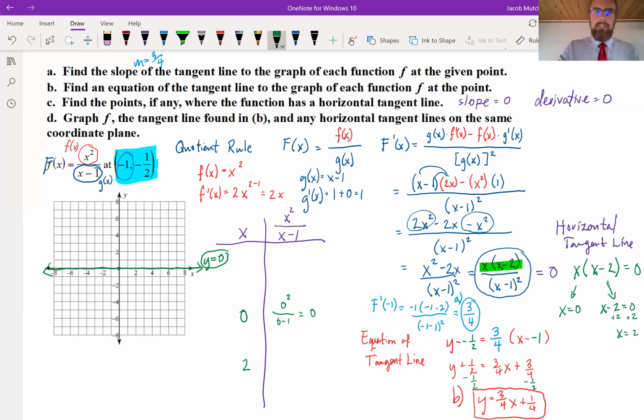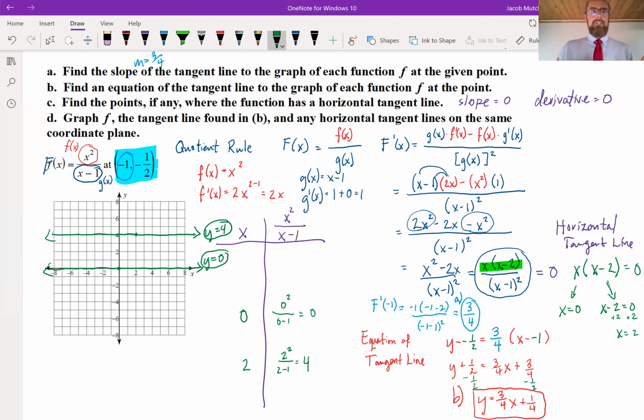Let's calculate the y value when x is 2. So 2 squared over 2 minus 1 is going to be 4 over 1, which is just 4. So at (2, 4), we'll also have a horizontal tangent line, and that would have the equation y equals 4. Remember, you name horizontal lines based on where they cross the y-axis.